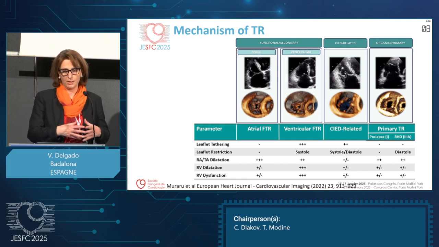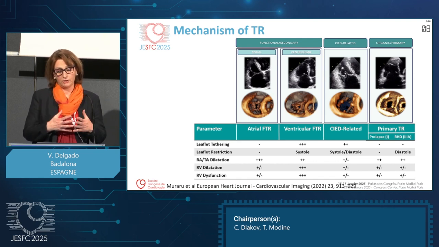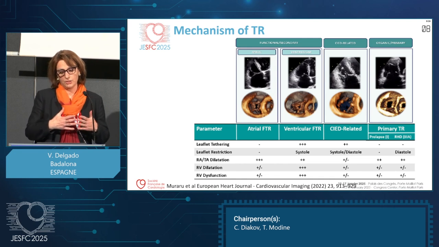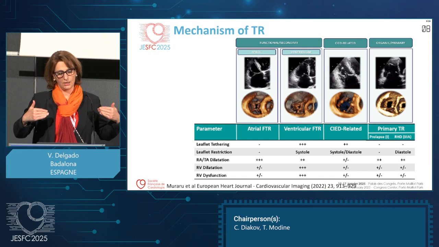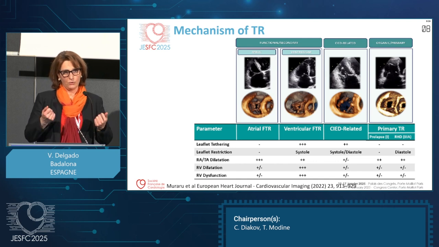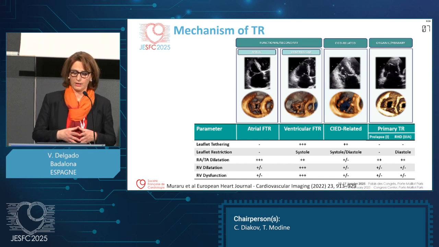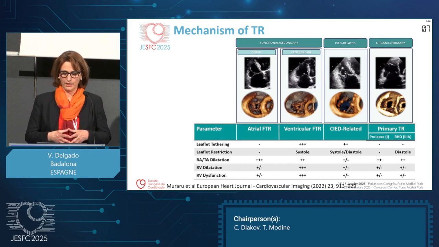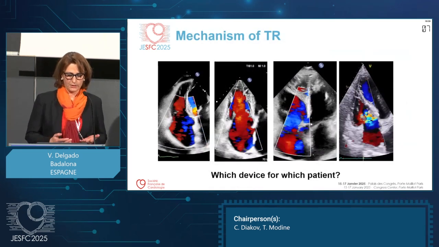We can have the functional or the secondary, when the leaflets and the subvalvular apparatus are kind of intact, but functionally are not okay or not coapting okay because there is a dilatation of the right atrium, and there we will not have so much tenting of the leaflets, but there is a coaptation gap because the annulus is too wide. Or ventricular, when we have dilatation of the right ventricle and we have much more tenting of the leaflets. Then we have the tricuspid regurgitation related to the presence of a pacemaker. And then we have the organic or the primary, which could be, for example, a carcinoid syndrome or any other disease.